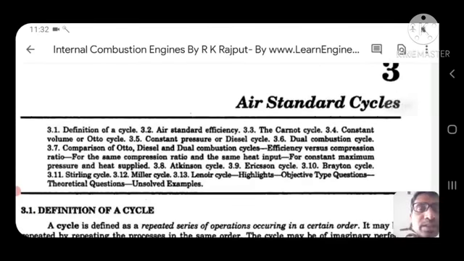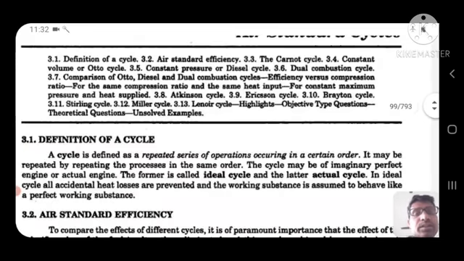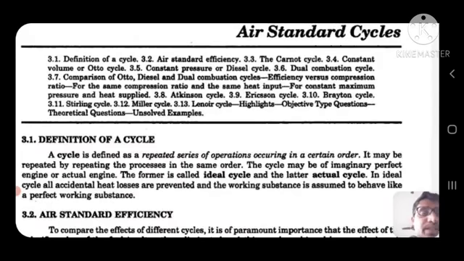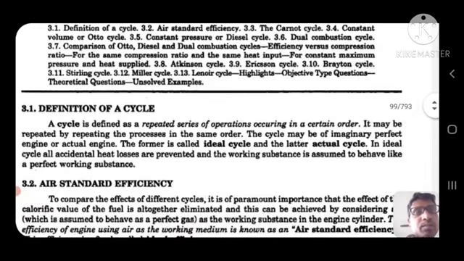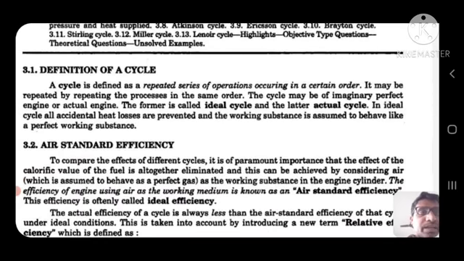Good morning, students. Today I am discussing the air standard cycle. Actually, what is the definition of a cycle? A cycle is defined as a repeated series of operations occurring in a certain order. It may be repeated by repeating the processes in the same order. The cycle may be imaginary, a perfect engine, or an actual engine. The former is called the ideal cycle and the latter the actual cycle.